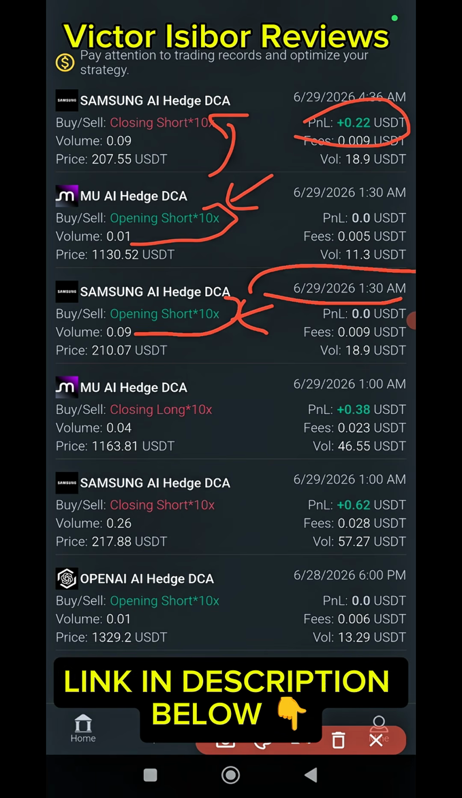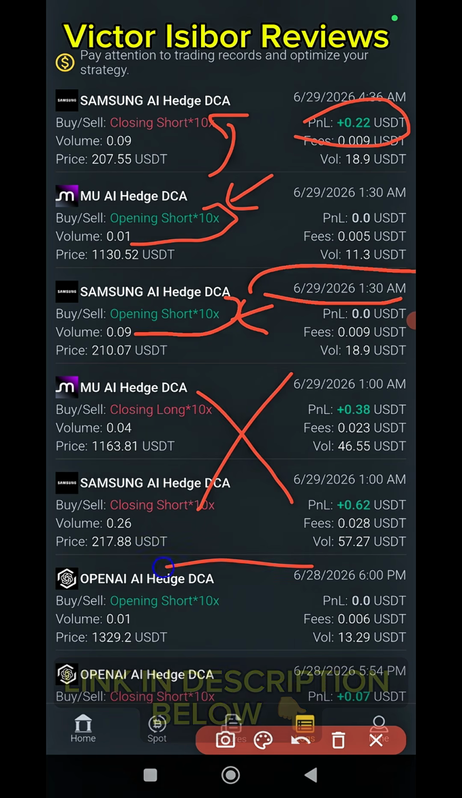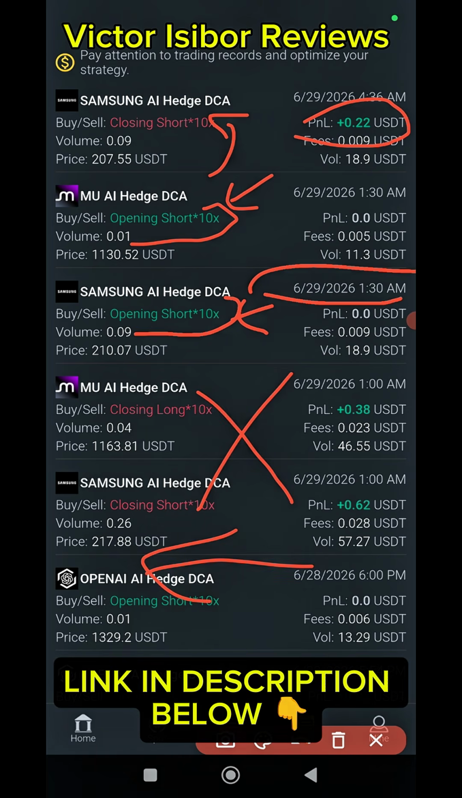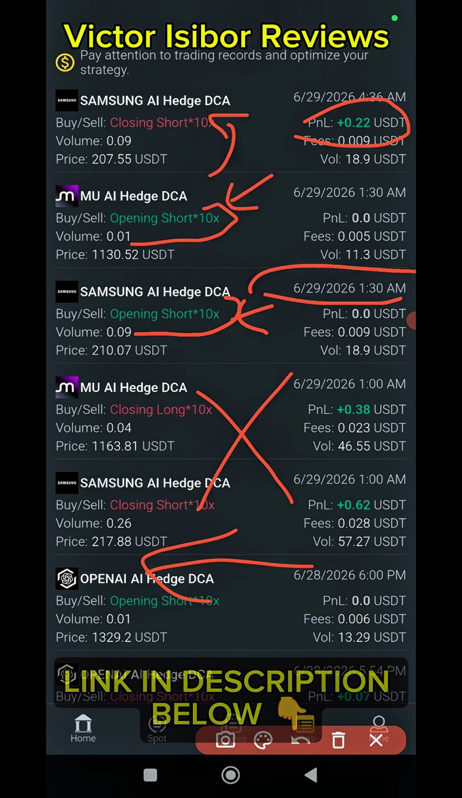And this is non-custodial. My money is not here. My money is inside my Binance. This is a mirror image of what is happening in my Binance. All right. So this is the update I have for now.